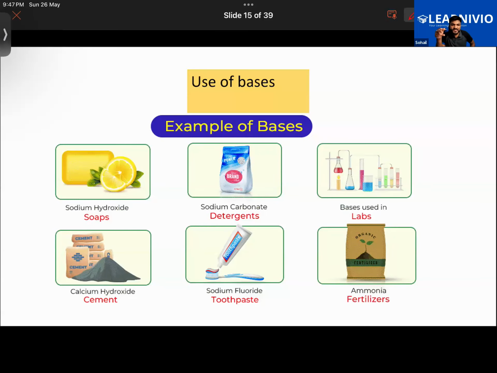Any other questions on it? No, sir. All right. So these are some of the common uses of bases which we have discussed. Can you think of some other uses of bases apart from these? There are so many other uses of bases also. Have you seen whitewashing? Whitewashing of a house is also done using a base. Do you understand whitewashing?